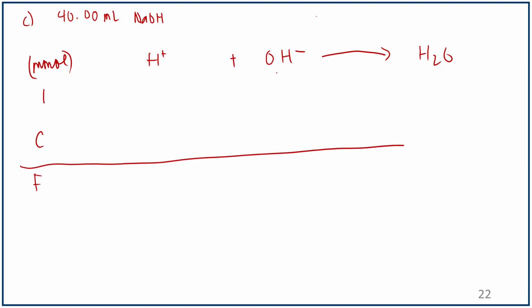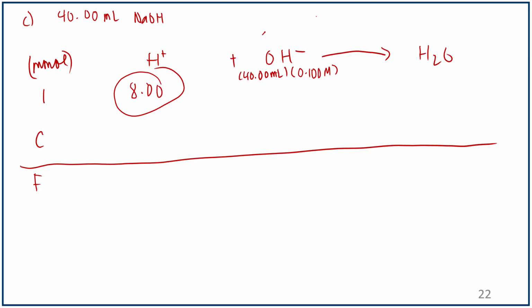We already know what the millimoles of H plus is. We've calculated that already. That's 8.00. For OH, we begin here. We have 40.00 ml times 0.100 molar. Now, one thing that you may ask, why do we actually begin here with 8 millimoles? Didn't we end up earlier before with 7 millimoles?